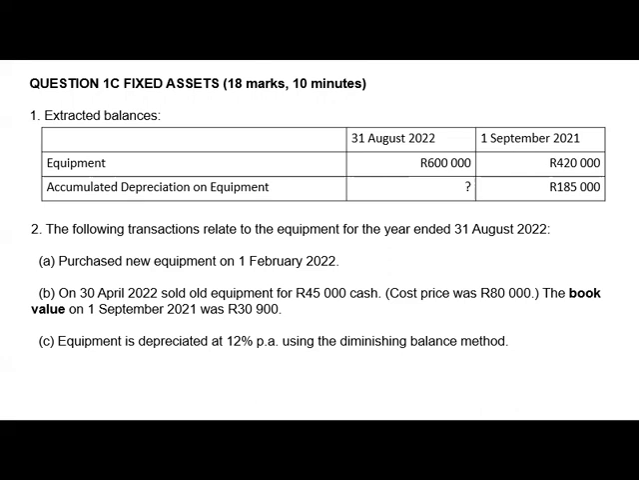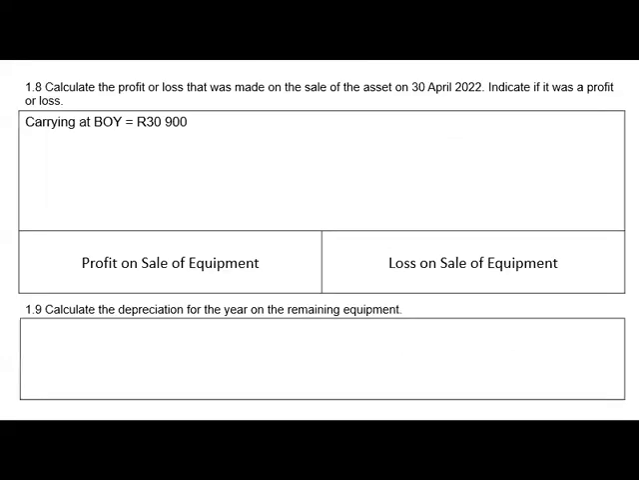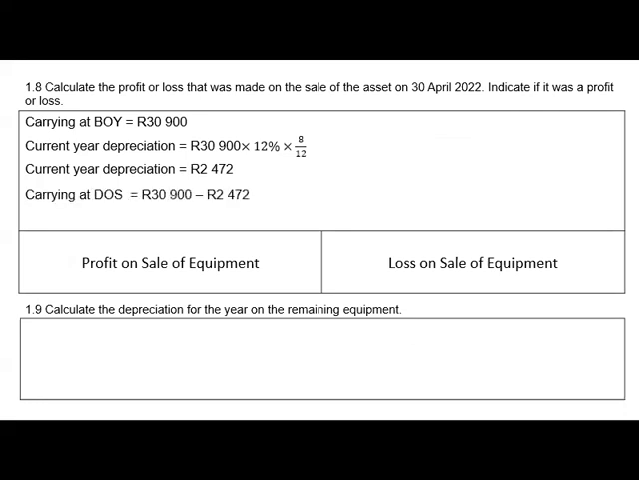I will take that 30,900. I don't need the cost price here because I only need the carrying value. We were given the carrying value at BOY. BOY means beginning of year. Current year depreciation will be that 30,900 times 12% times 8 over 12. It'll give me current year depreciation of 2,472. Now, the carrying value at the date of sale will be 30,900 minus that 2,472.